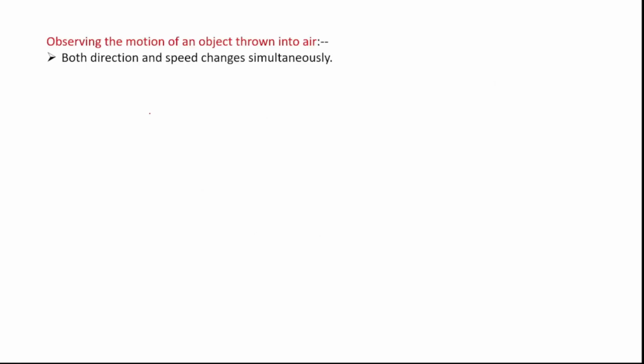Okay, next, observing the motion of an object thrown into the air. For example, this is the ground and assume here there is a person. This person has thrown a stone into the sky. So what will happen here? How will the speed be, and in which direction will the stone fly and come down? When the person throws from this point, the stone will travel in this way, and it will fall down here. Let us say this point is B.